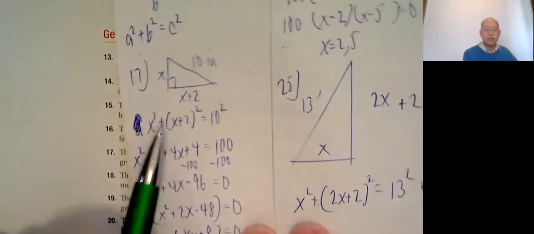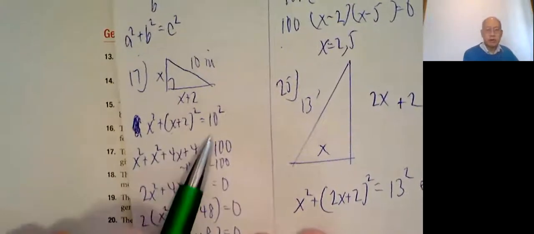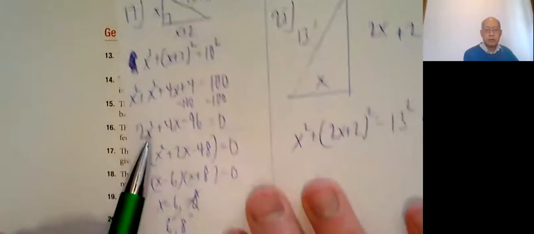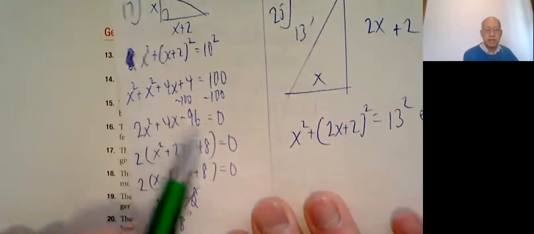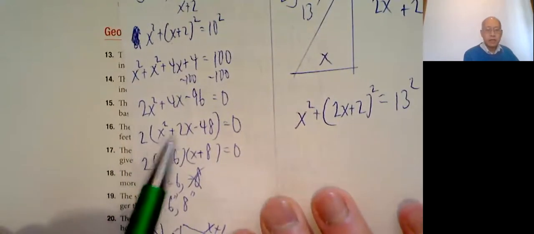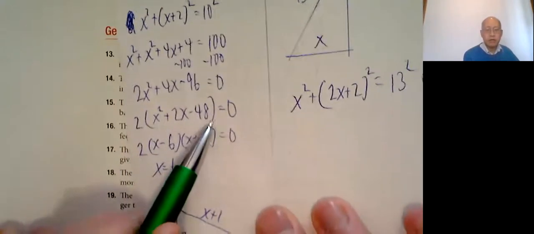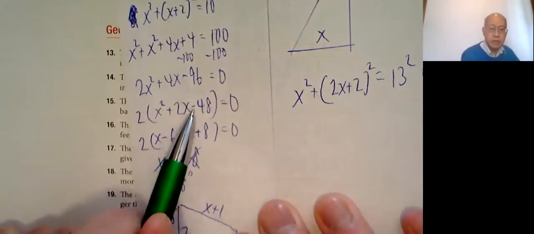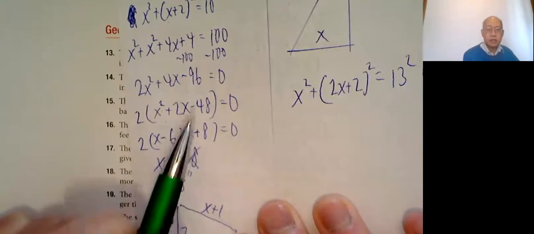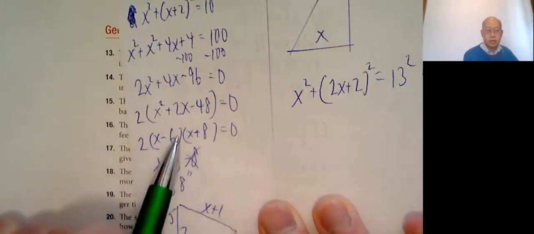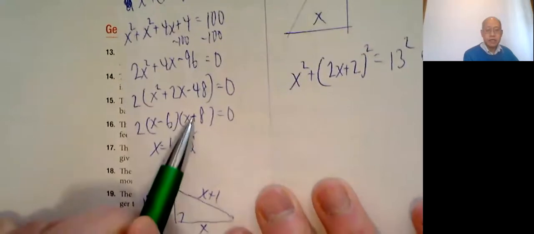X squared plus 4x plus 4. 10 squared is 100. Subtract 100. 2x squared plus 4x minus 96 equals 0. Factor off a 2. X squared plus 2x minus 48 equals 0. Okay, the minus means the signs are opposite. X squared is x times x, but two numbers have a product of 48 and a difference of 2: 6 and 8. X minus 6, x plus 8.